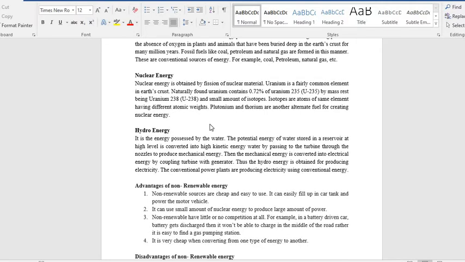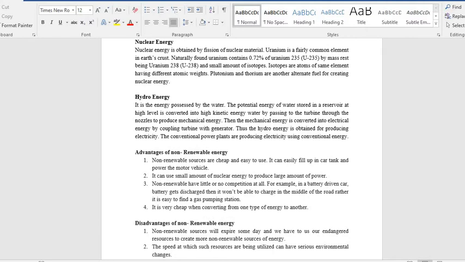However, there are some advantages associated with non-renewable energy, because it is very cheap and easy to use, and it can easily fill up the car tank and power a motor vehicle. A small amount of nuclear energy can produce a large amount of power, and it has no competition at all, as it is very cheap. Already I have mentioned this point, converting from one type of energy to another.